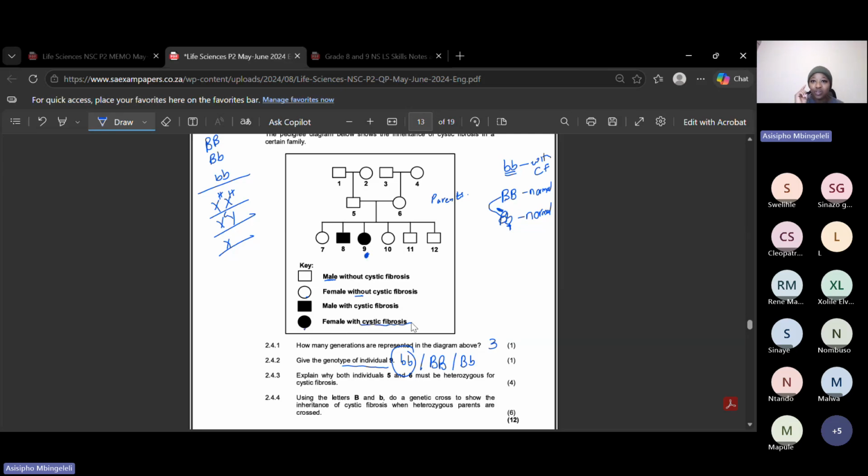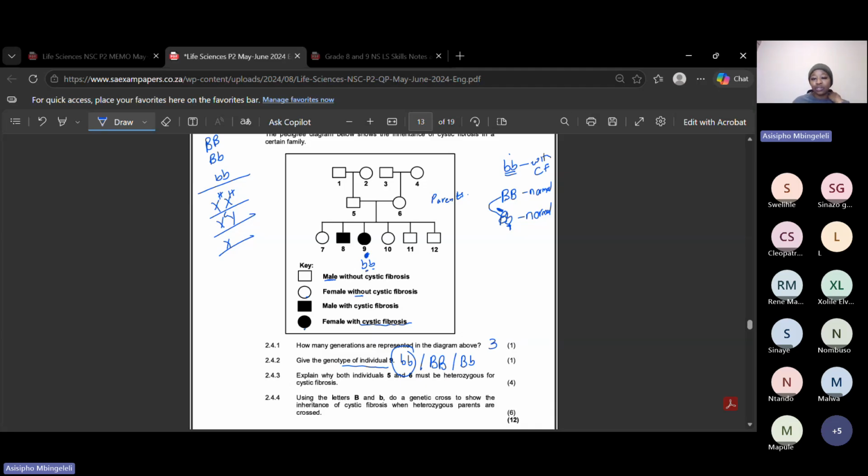So any individual, male or female, with the disorder, what will be their genotype? Small letter b, small letter b. But what is this telling us about the genotypes of the parents? I need someone to give me the genotypes of the parents. I've explained it now in detail. So if individual 9 has a small letter b and a small letter b, that means they would have inherited one small letter b from each parent. I need the genotype of 5 and 6.